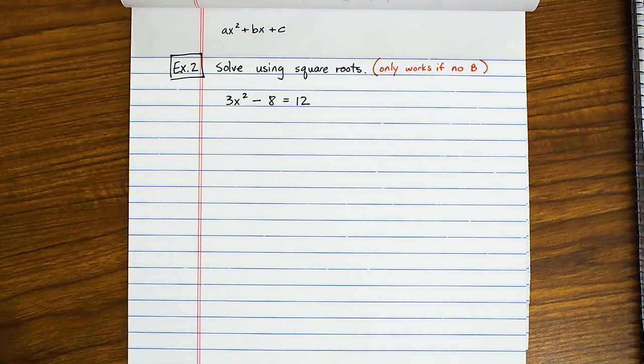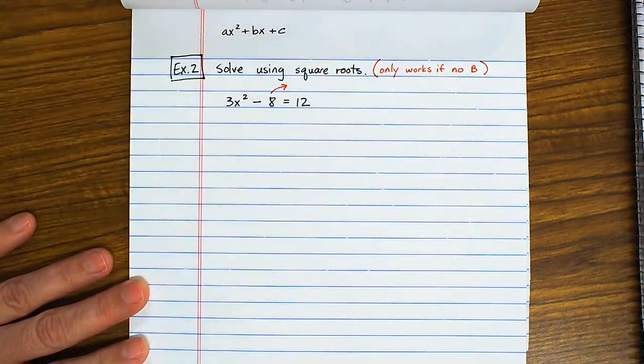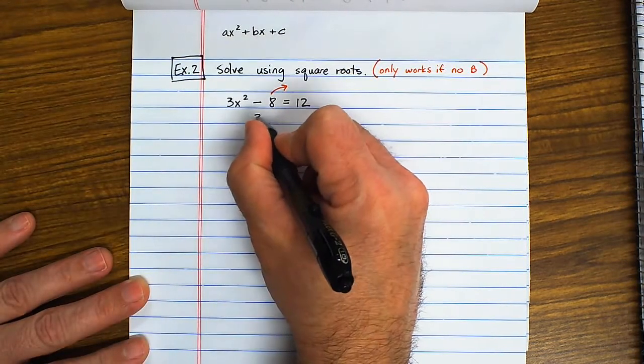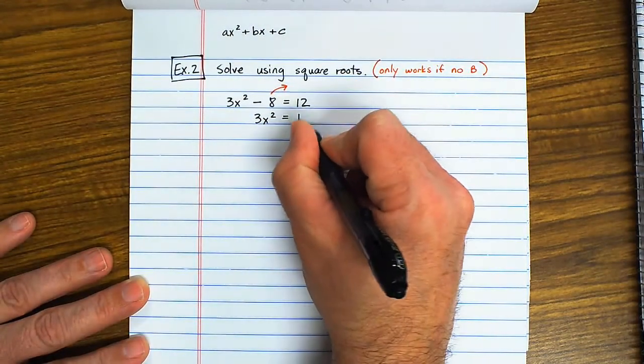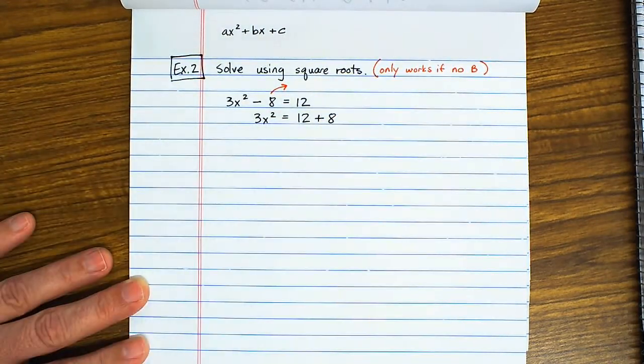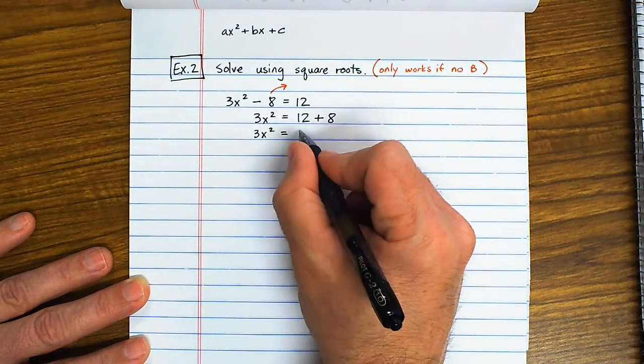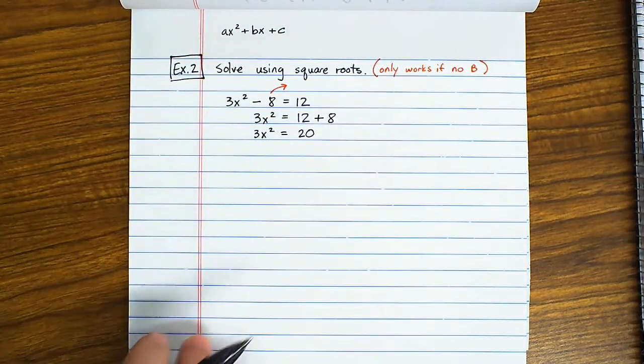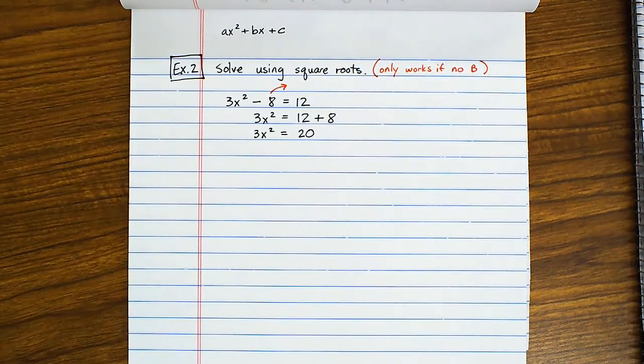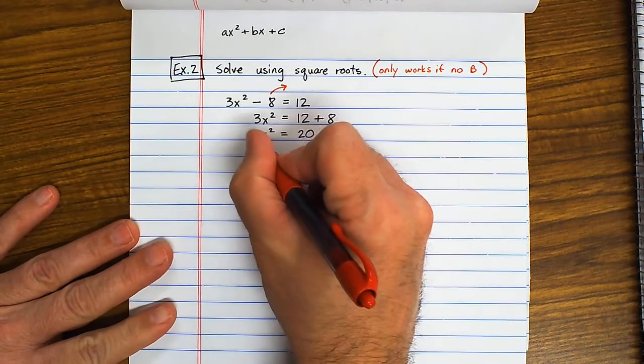So if I'm going to isolate the variable, that means I want to get that x by itself. So I'm going to start by moving the -8 that way. So that's going to give me 3x squared equals 12 plus 8, which is 20. Does anybody know what I would do next to isolate that variable? Very good. Divide by 3.